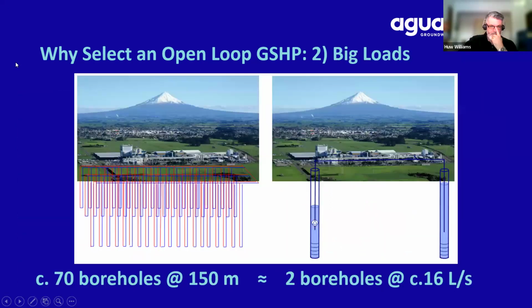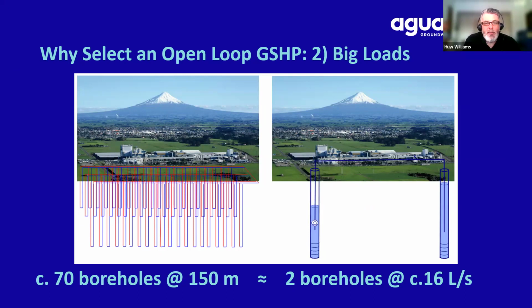But it's not just urban areas and space, of course. Any Kiwis amongst us, hi Michelle, might recognize the Taranaki there, Mount Egmont in the background. This is a Fonterra dairy we have done a feasibility study for. They've got the space. They're surrounded by green pasture. They could have all the closed loop boreholes they want.